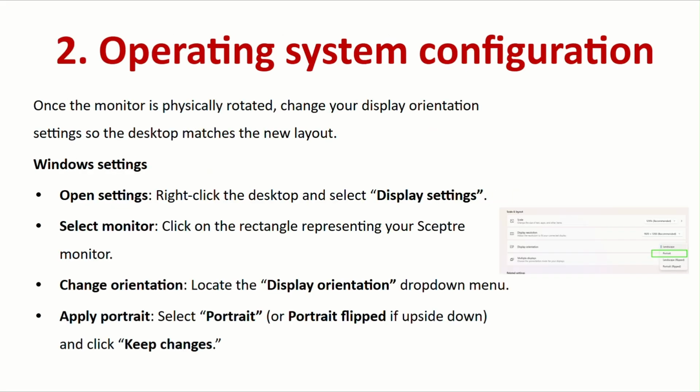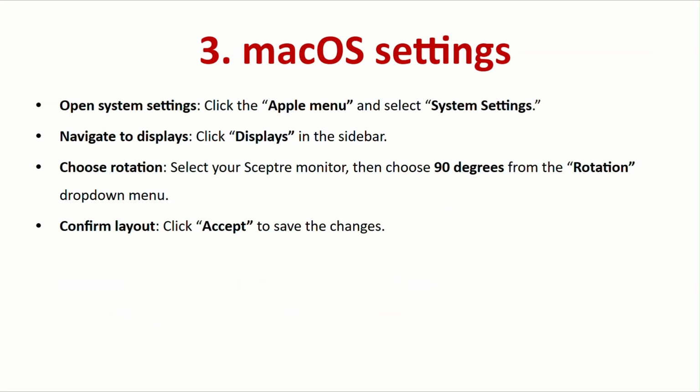Second, operating system configuration. Windows settings. Right-click the desktop and select Display settings. Then click on the rectangle representing your Sceptre monitor. From there, locate the Display Orientation drop-down menu and select Portrait, or Portrait flipped if upside down, and click Keep Changes. macOS settings. Click the Apple menu and select System Settings.